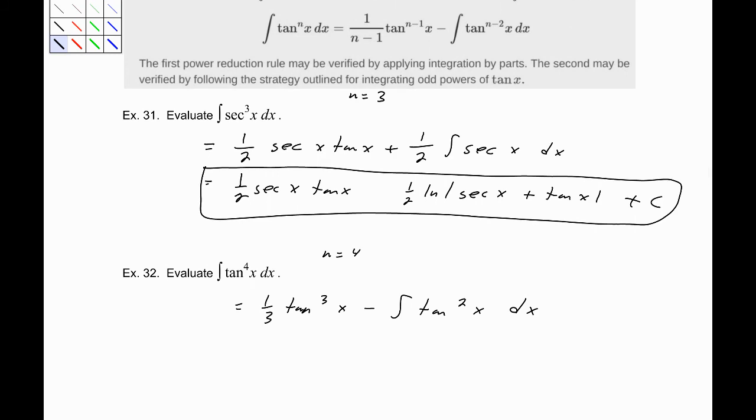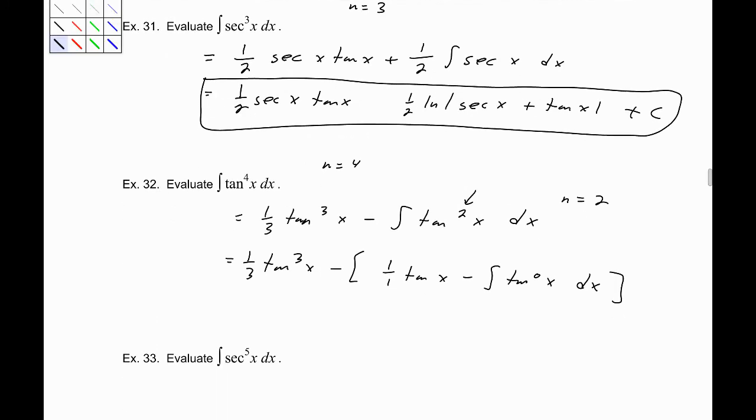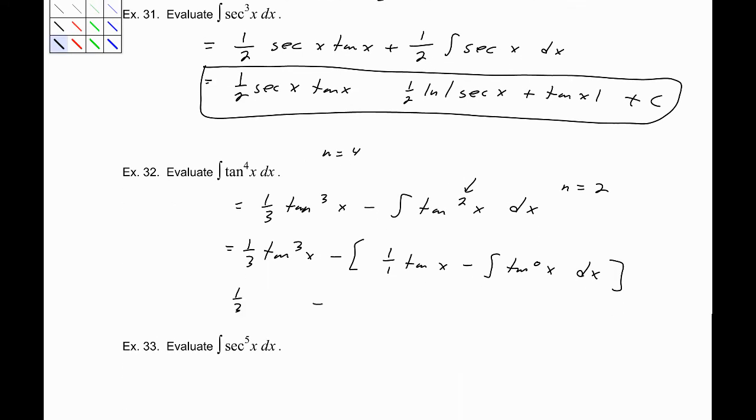Okay, now let's go and apply this, but now n equals 2. So 1/3 tan cubed x minus, holding on to that, tan squared is going to become 1 over 2 minus 1, which is 1, tangent to the 1x, minus the integral of tangent to the 0x dx, which is just x. So we end up with 1/3 tangent cubed x minus tangent squared plus x. Let's see, because this is just 1, and there it is.